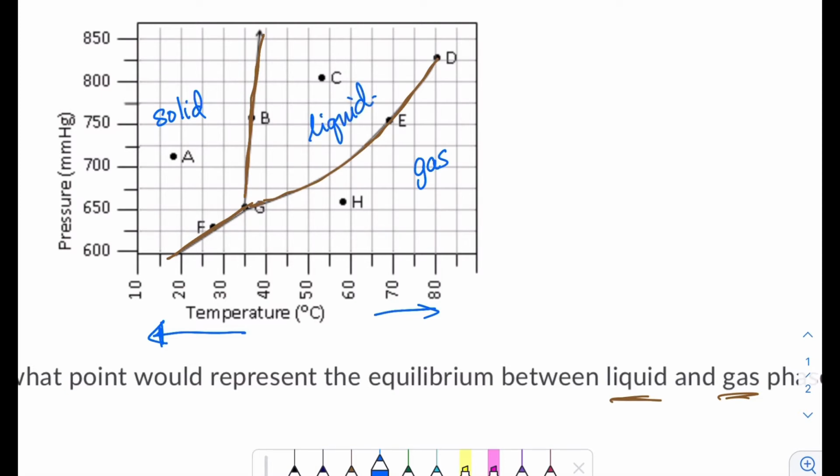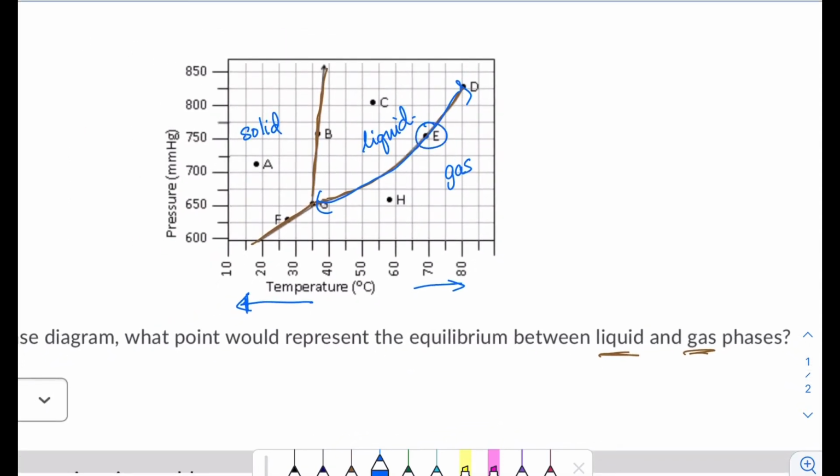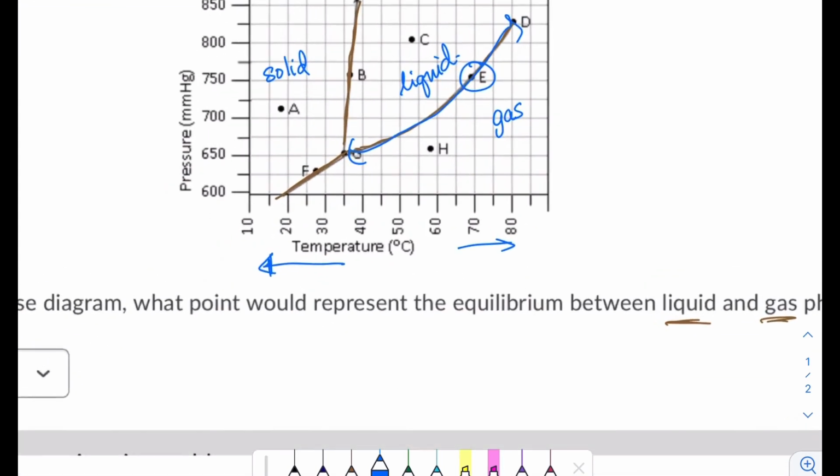Now, phase diagrams can be a lot more complicated than this. The lines can get a lot more complicated, but essentially, you should be able to identify fairly quickly where the solid, liquid, and gas phases are based on the temperature scale. Higher temperatures, you got gases as opposed to solids or liquids. So the line between solids and liquids and gases, that represents the equilibrium. And along that line, we do have point E. And so I'm going to answer this with point E.